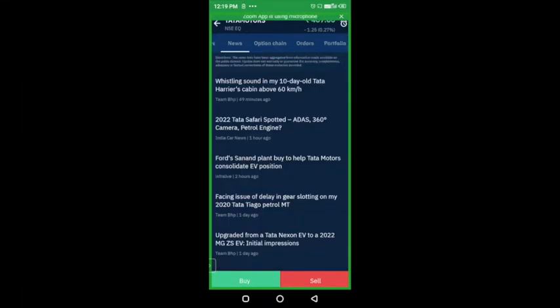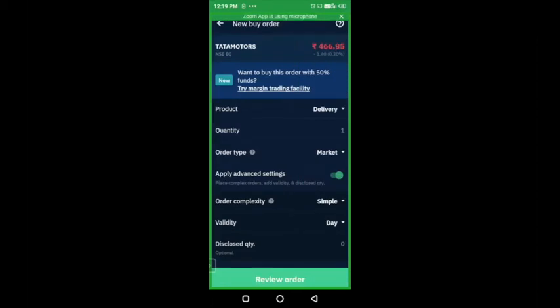Now if you want to buy Tata Motors, click on buy, and here you have delivery, which means you are buying the share now and you will hold it for 1 or 2 days. Usually if you buy the share today, you will get your shares in your demat account only after T plus 1 or T plus 2 days. It will take at least 2 working days. I have already told you about the demat account.